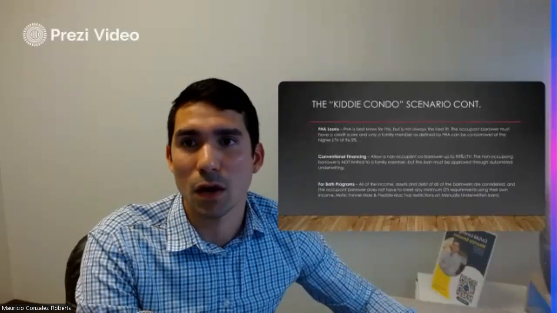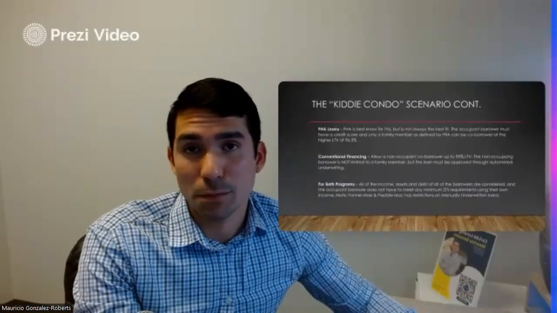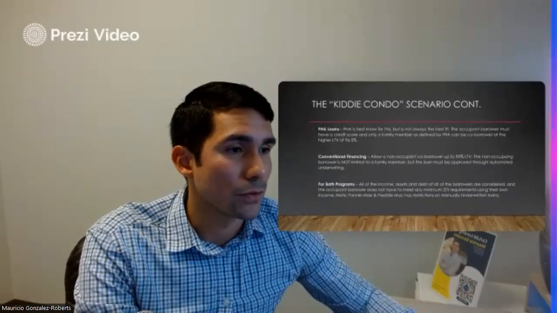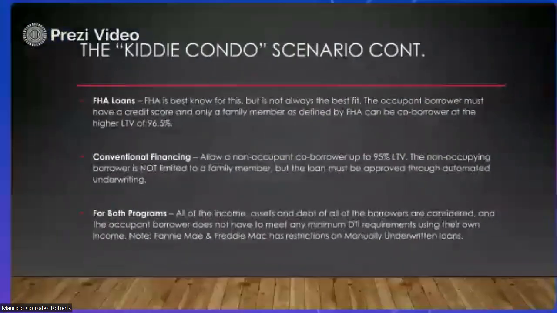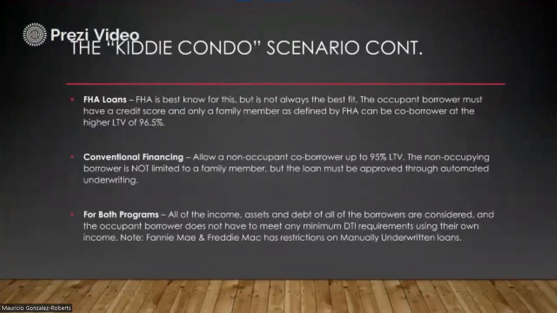All right, let's dive into this a little bit. Let me make it bigger. If you have a client with no credit score, or the co-borrower is not a family member, the seller is a co-borrower, or the borrower needs a cash out refinance, then most likely conventional is going to be the way to go. If the borrower is low on funds, then FHA or conventional may be the best fit depending on the rest of their financial situation.